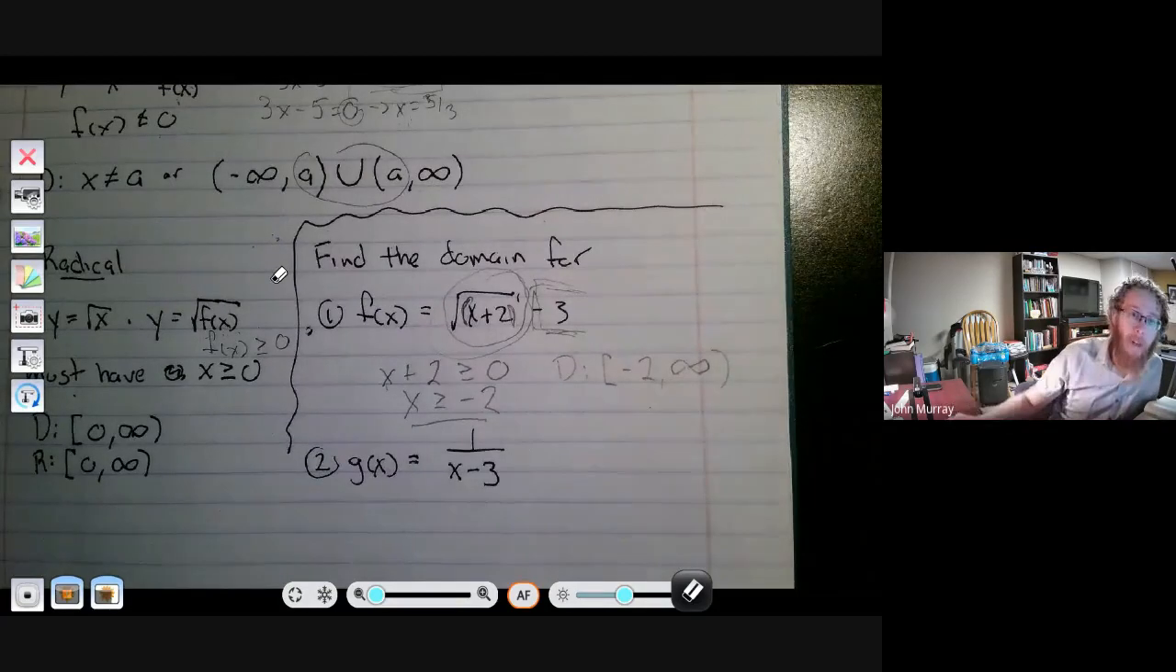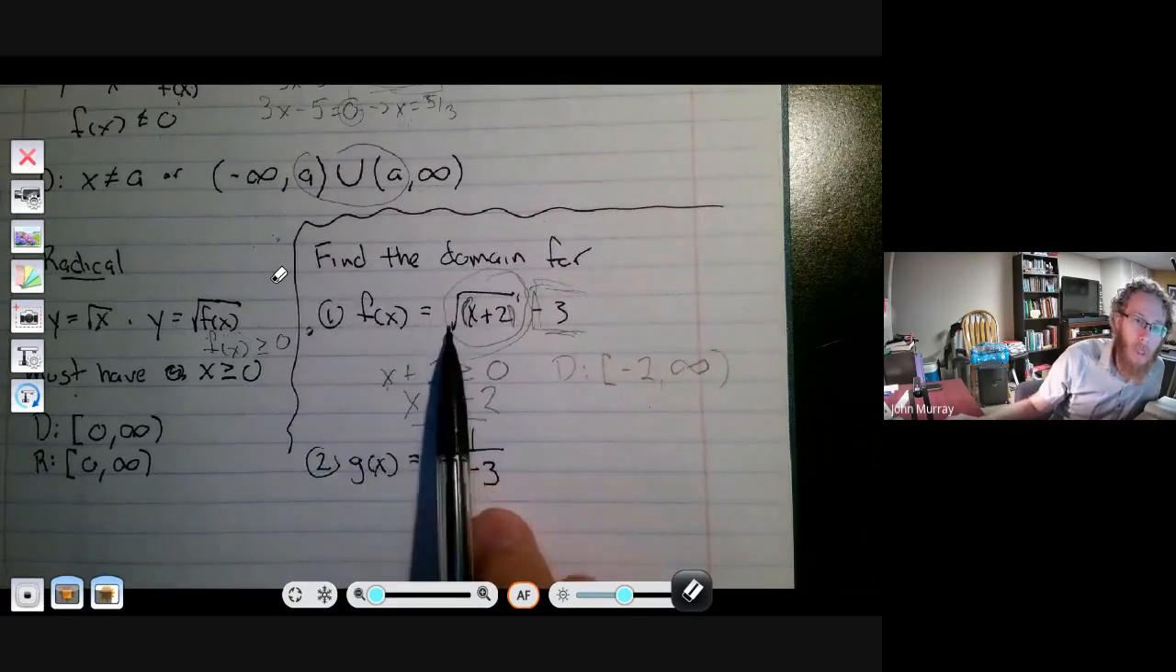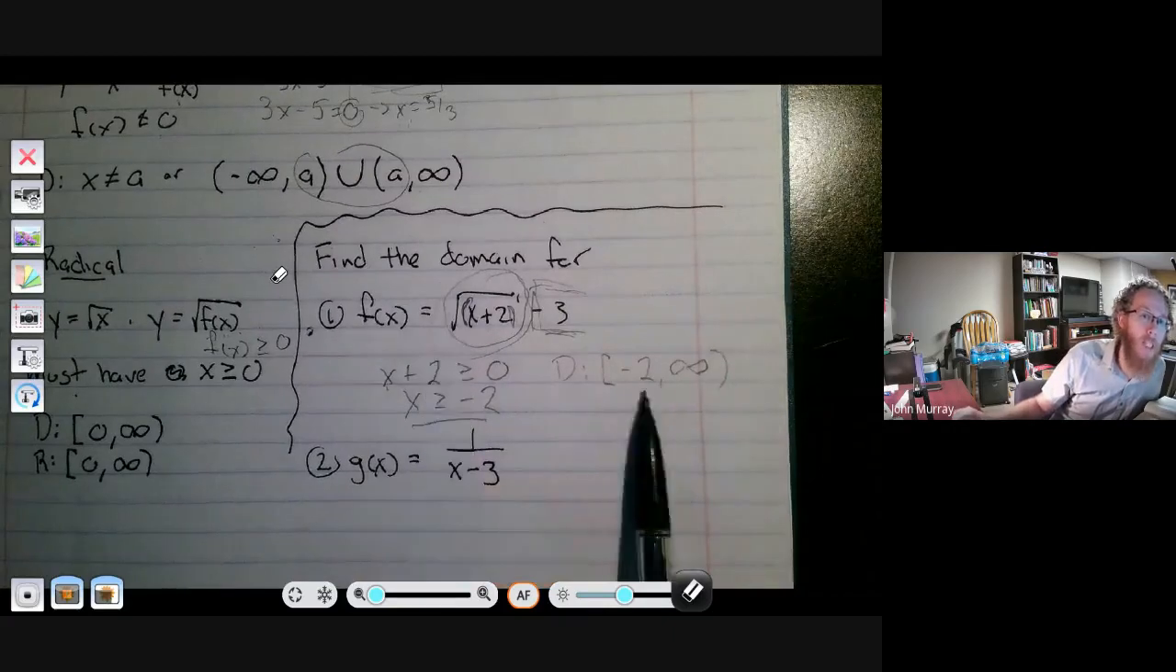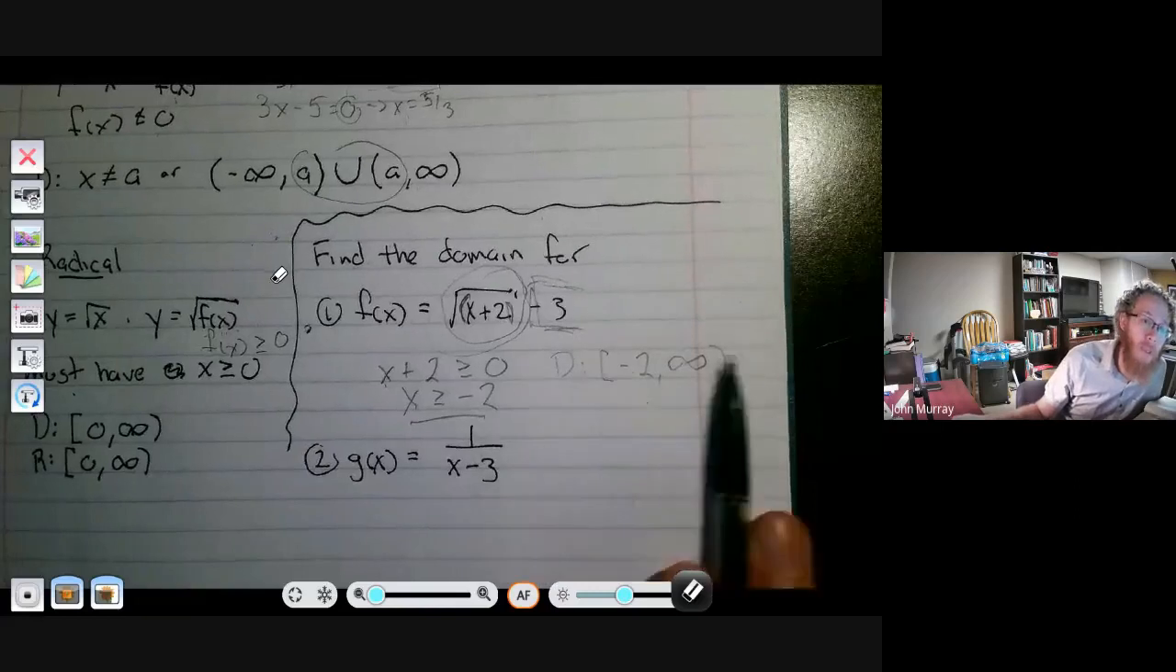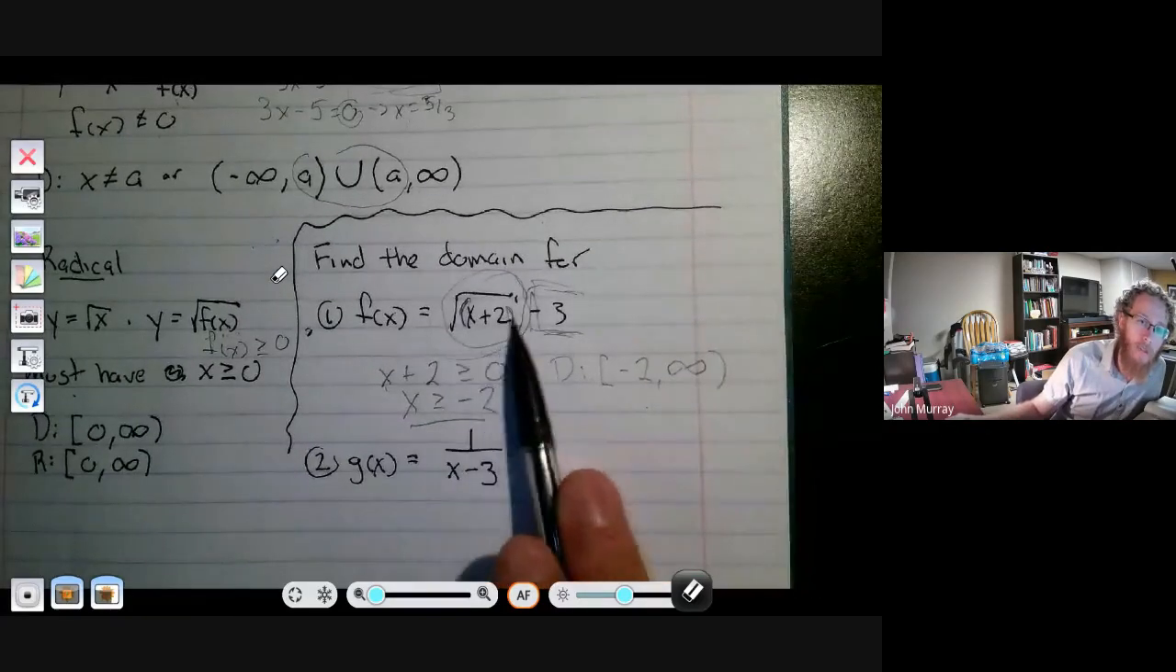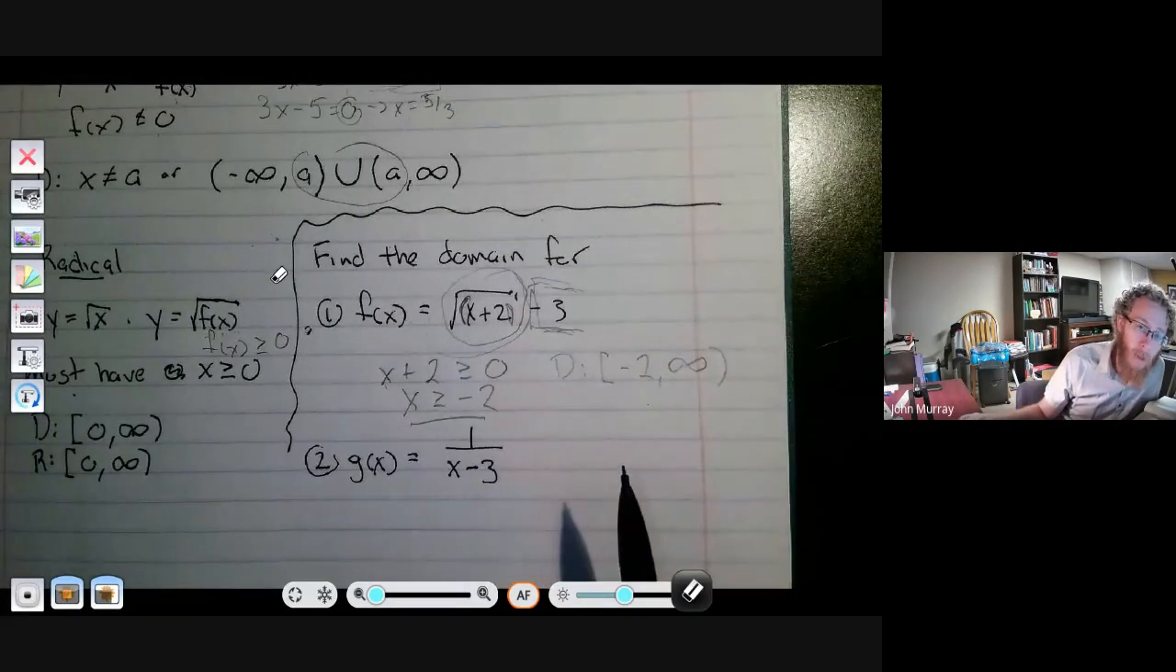All right, and again, anytime we have a square root, it's going to look like this. You're going to have some number going to usually infinity, unless there's some negatives in here, then that messes us up. Okay.